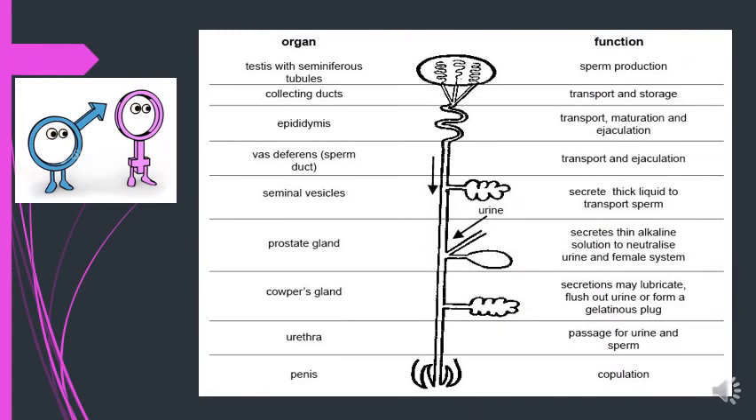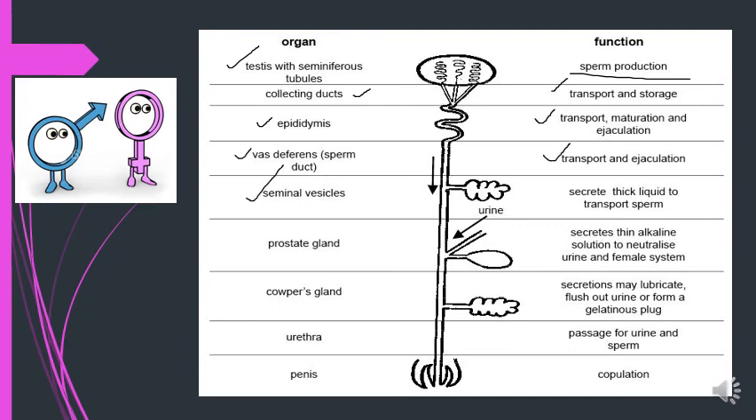Okay, now next we have the different organs and their functions. One by one we study the different organs and their functions. First we have the testis and seminiferous tubule. What is the function of it? It is very important for sperm production. Next is the collecting duct. It is important for the transport and storage of sperm. Next is the epididymis. It is very important for the transport, maturation and ejaculation. The vas deferens is very important for transport and ejaculation.